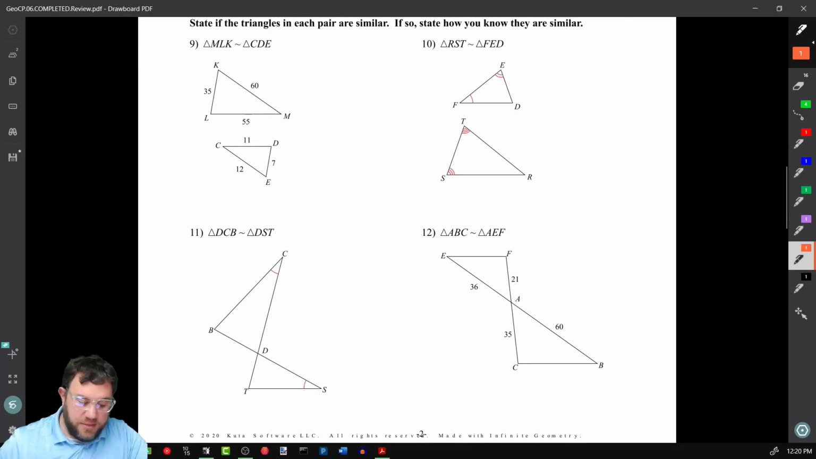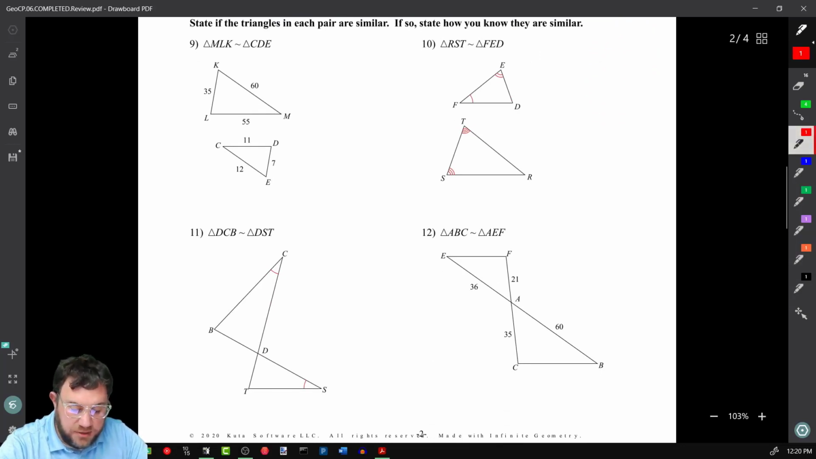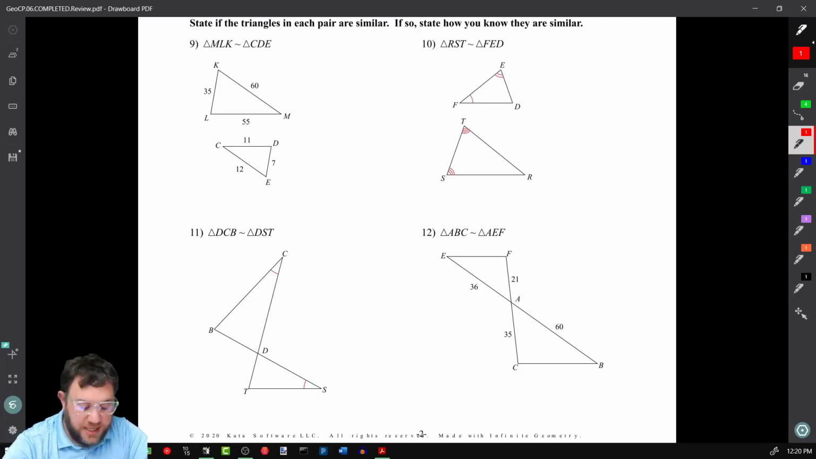For 9 and 10, we want to state if these are similar. If they are, we want to give a reason. Oh, that's not just 9 and 10, that's 9 through 12. That's all 4 of these. So on number 9, we're given sides. We're given all the sides. We are not told any angles.